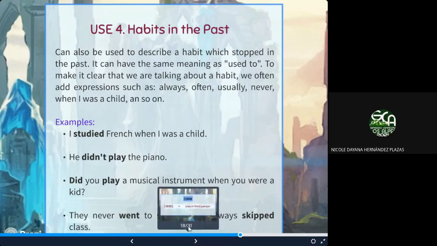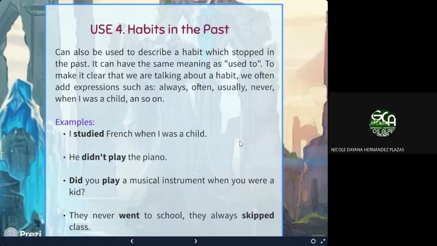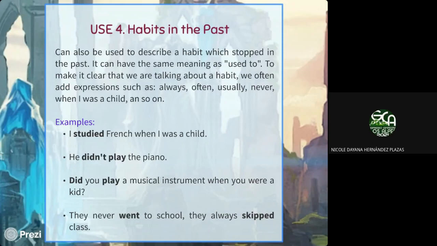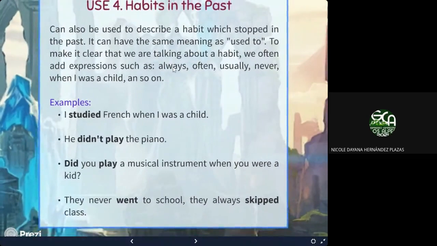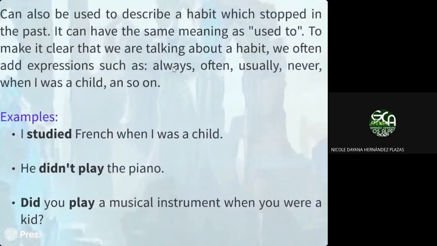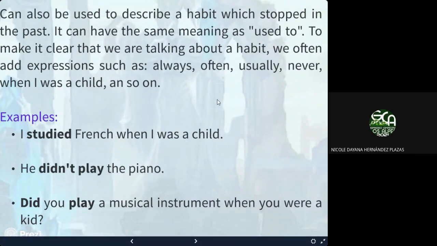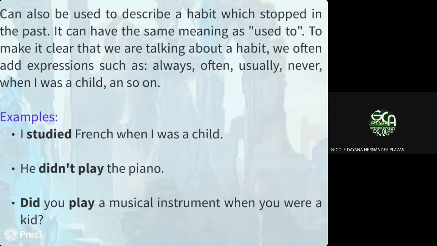So, let's read this slide. Vale, can you please help me reading that one? Okay. Can also be used to describe a habit which stopped in the past. It can have the same meaning as used to. To make it clear that we are talking about a habit, we often use expressions such as always, often, usually, never, when I was a child, and so on.